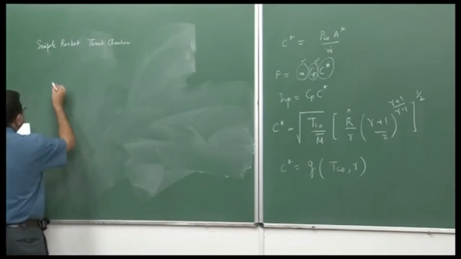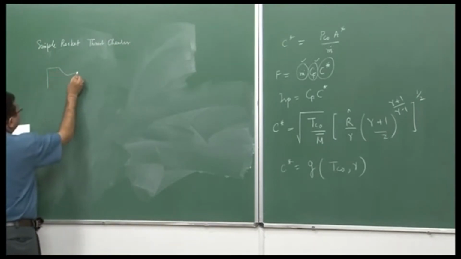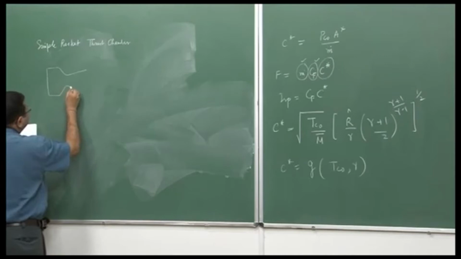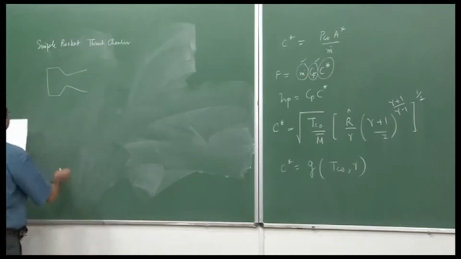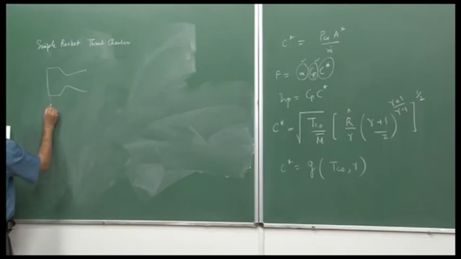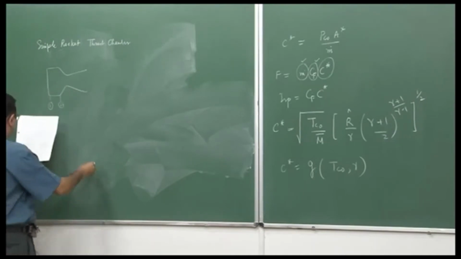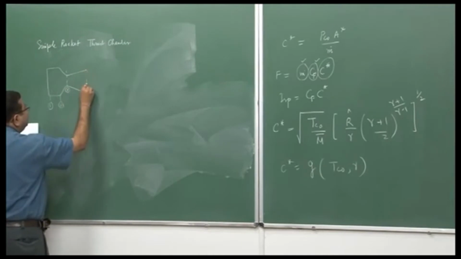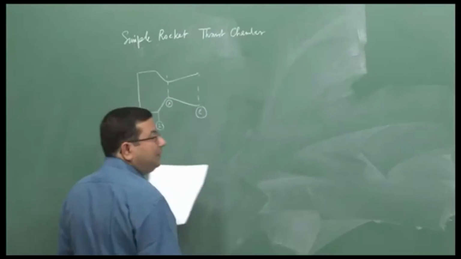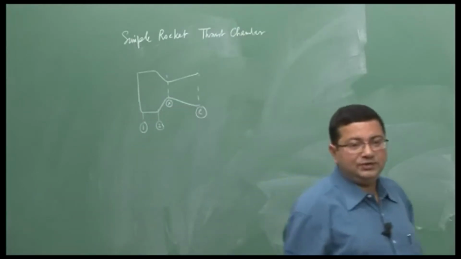The rocket thrust chamber is the rocket motor and the nozzle, because that is what produces the thrust. Let us consider that the inlet of the combustion chamber is 1, the exit of the combustion chamber and inlet of the nozzle is 2, the throat is given by star and the exit of the nozzle is E. These are the different stations.